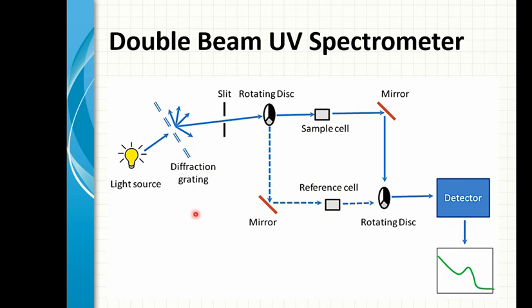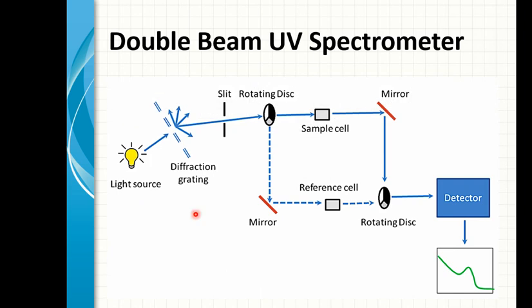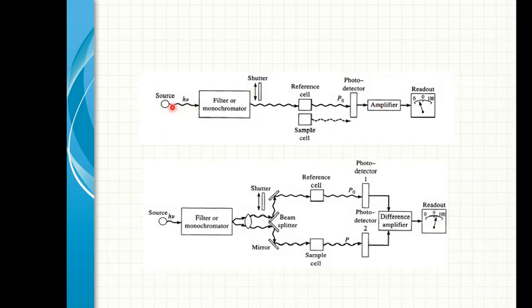There are two types of UV spectroscopy. One is called single beam UV-visible, and the second is called double beam. This is a single beam: a light source, filter or monochromator or prism or whatever. This is the sample. This is the detector.